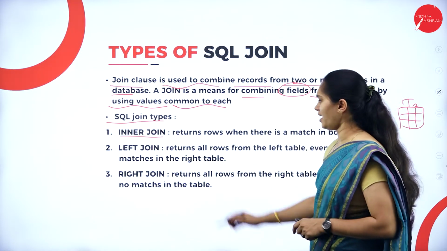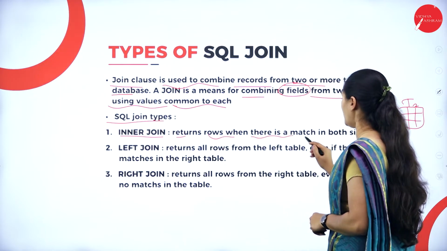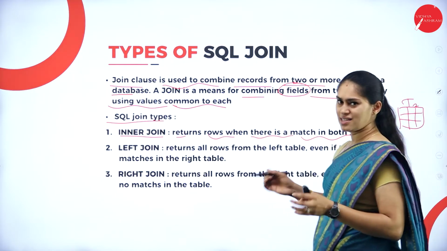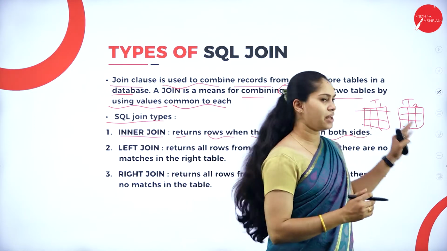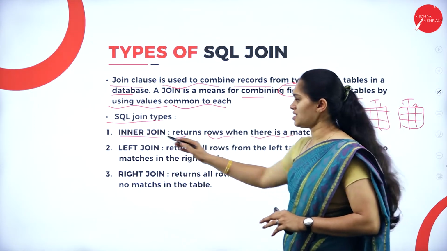So what does it mean? It will return the rows when there is a match on both sides. It is like an intersect. So when we have common values in both tables, we are going to have this inner join.